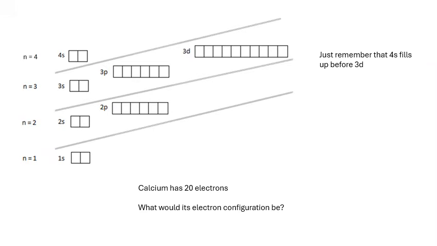Calcium has got 20 electrons. What would its electron configuration be? And look at that. 1s2, no problem. 2s2, no problem. 2p6, no problem. 3s2, 3p6, but then not 3d, 4s2. Yes, because those two electrons in 4s have got less energy there than they would have in 3d.